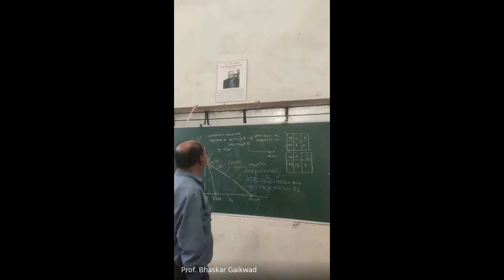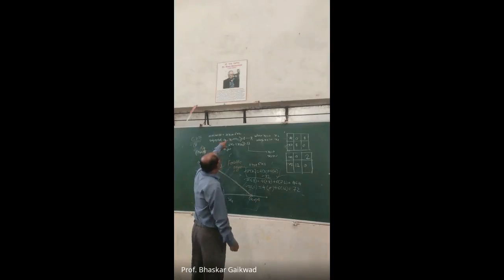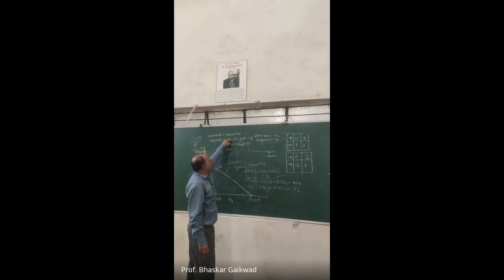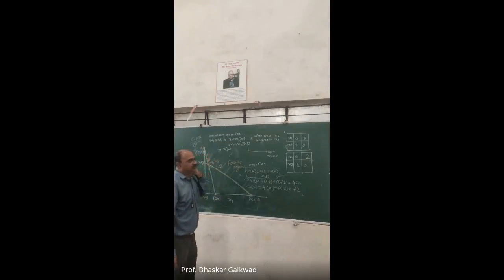So shall we go for 3 constraints? Up till now we have gone through 2 only. So we'll go for 3 constraints. Okay. So shall we go for the next problem? Yes, sir. Okay.